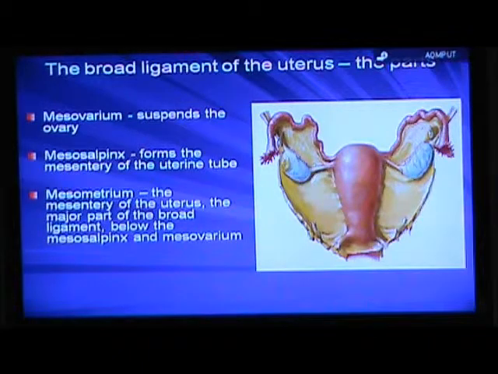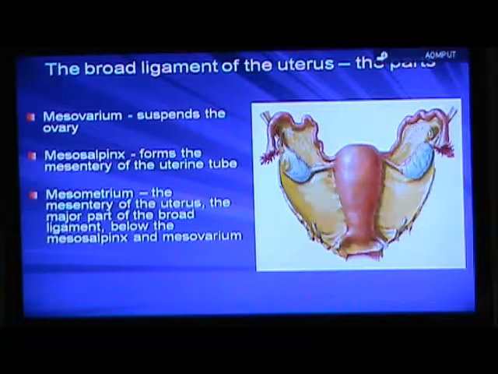The broad ligament of the uterus has three parts. The first is the mesovarium. Unfortunately, I can't show it to you now. I explain it, yes, that this is not a 3D picture. But I promise during our labs, you will see such a mesovarium. It suspends the ovary.